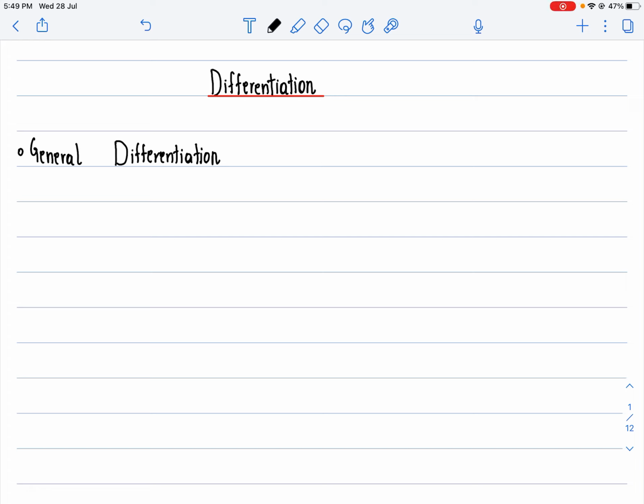Today we'll be doing the concept of general differentiation, which is a subtopic in the chapter of differentiation. Okay, so basically, what is differentiation? You need to know that differentiation is a gradient function. Okay, differentiation is a gradient function, and it's represented by dy by dx. Correct? This is what it's represented by.